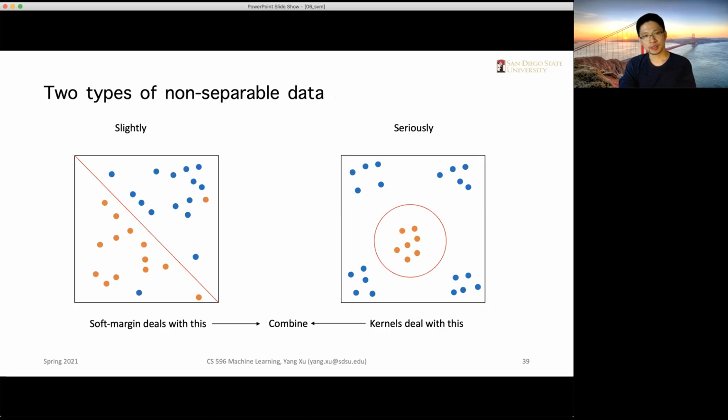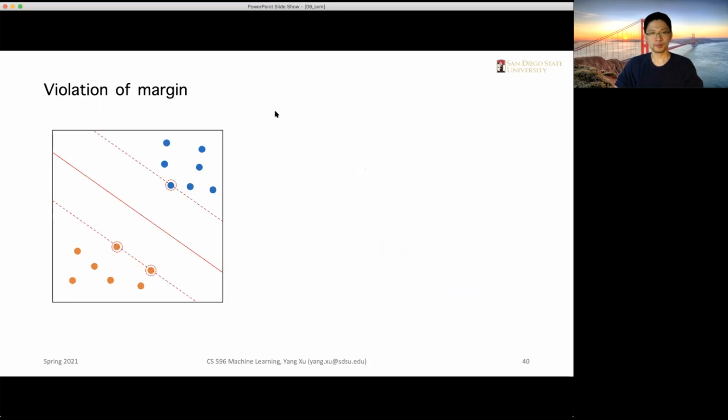So slightly non-linearly separable data means that there are some misclassifications here and there, right? I mean these points. Those are slight mistakes, slight sloppiness, and often we can combine these two methods. So next we're gonna show how the soft margin is actually implemented. All right, let's look at the margin. Zoom in a little bit again.